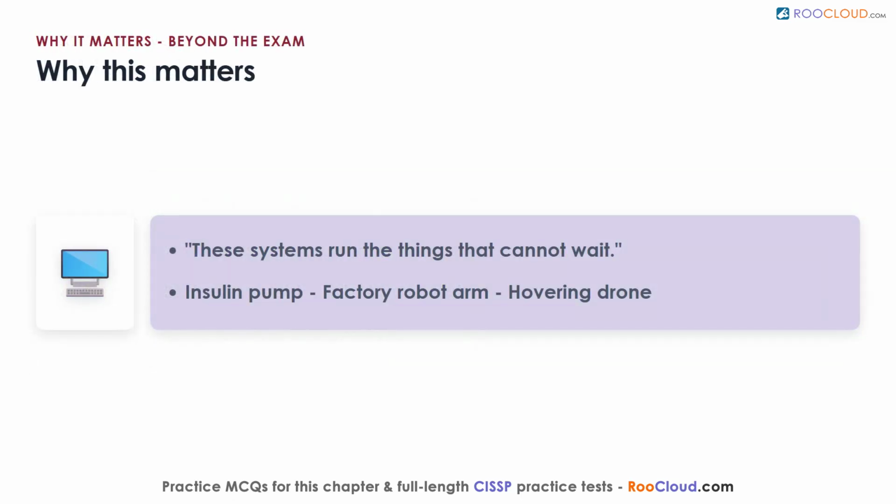Why does this matter beyond the exam? Because these systems run the things that cannot wait. Picture an insulin pump dosing a patient, a factory robot arm on a moving line, and a drone holding its position in wind. Each one must react the instant data arrives, with no lag. When you understand how these systems trade features for speed, you can see exactly where their security thins out.